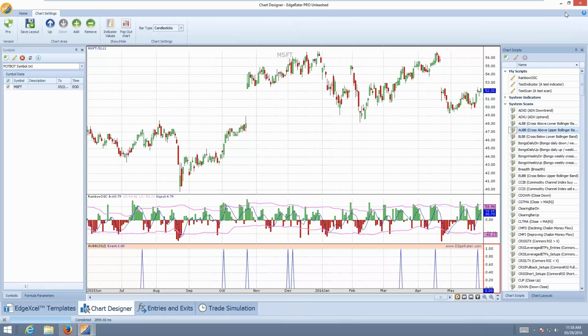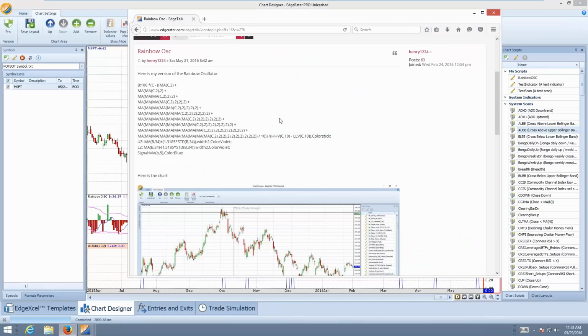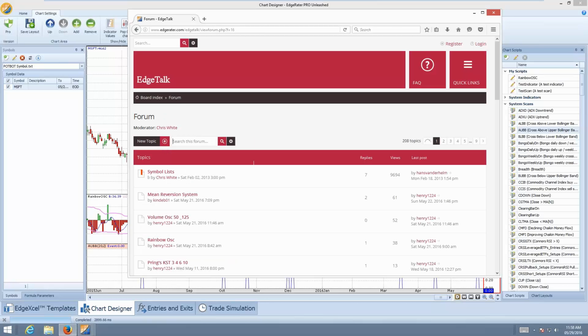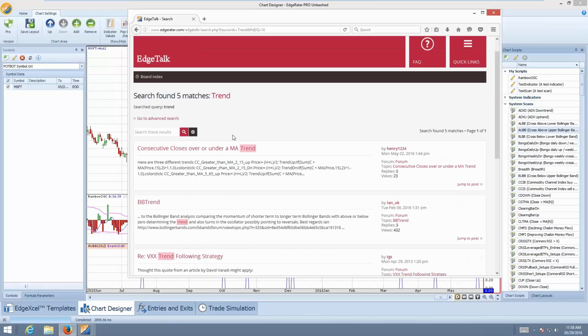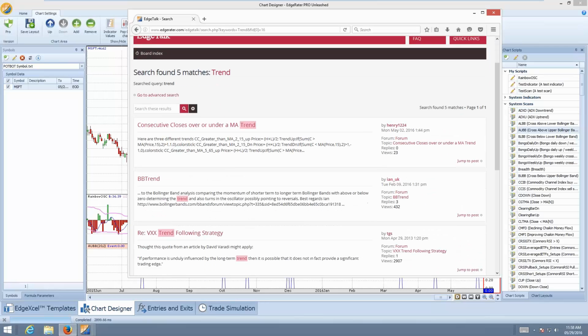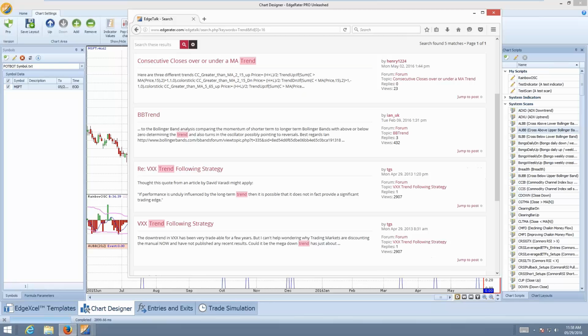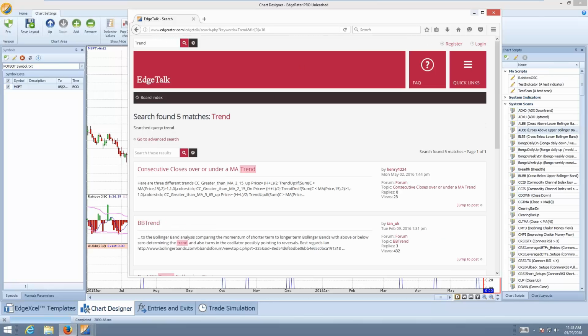Robert, are there any trend-following system topics in the forum? I am not sure 100%. You can definitely do a search in the forum to try and find. Let's have a look. You can search within a topic, or if we go up to the forum itself, you can search the forum, and you might type in trend. Let's see what we've got in here. So there's a couple of things talking about trends. Not all of these are going to be scripts, but you can definitely take a look at some of the topics that come up there.